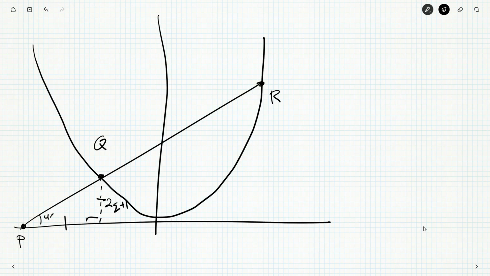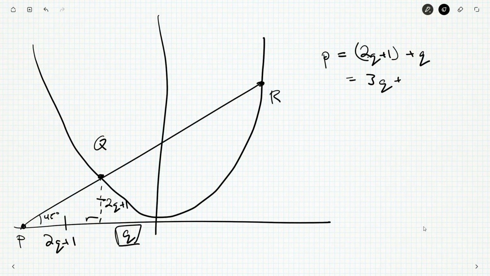This is going to be an angle of 45 degrees in order to have a slope of 1. So this distance is also 2q plus 1, and this distance over here is q. So p is equal to 2q plus 1, the horizontal distance between P and Q, plus q, the horizontal distance between capital Q and the origin.